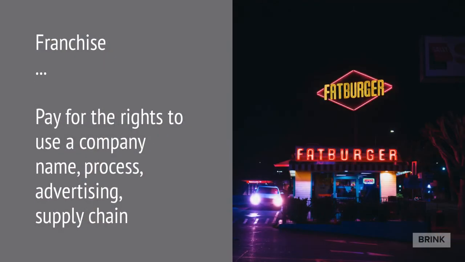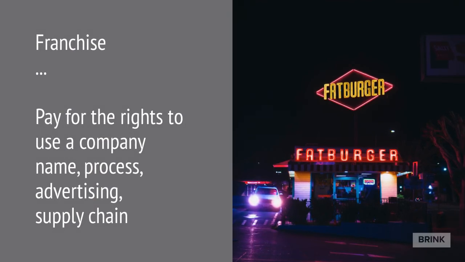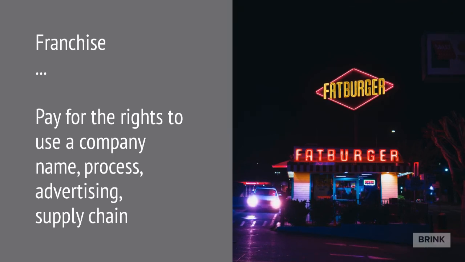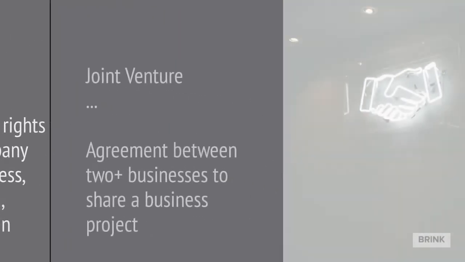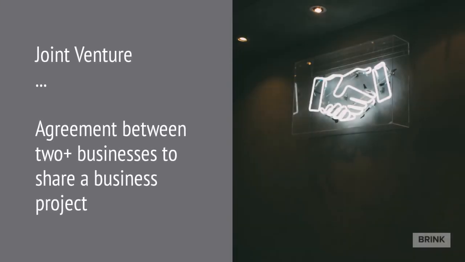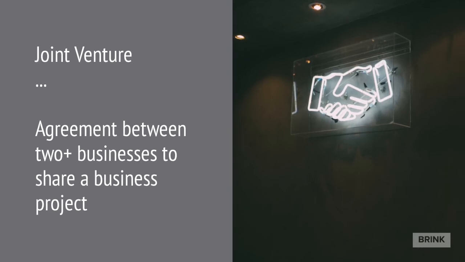Another method often used to expand into other countries is a franchise. A franchise gives the owner the right to use a company's name or business process in a specific way. Business partnerships can provide benefits to all parties involved. One type of global partnership is a joint venture. A joint venture is an agreement between two or more companies to share a business project.